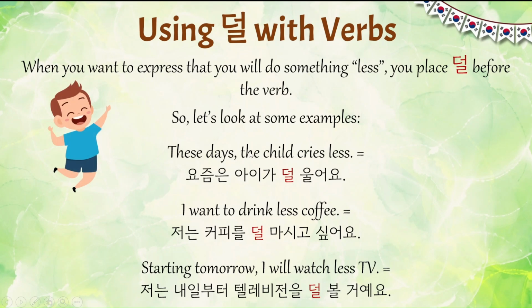Let's see it through the examples. These days, the child cries less. 요즘은 아이가 덜 울어요. These days, 요즘. Child, 아이. To cry, 울다. Present tense, 울어요. Cries less, 덜 울어요. Simple, you place 덜 before the verb.